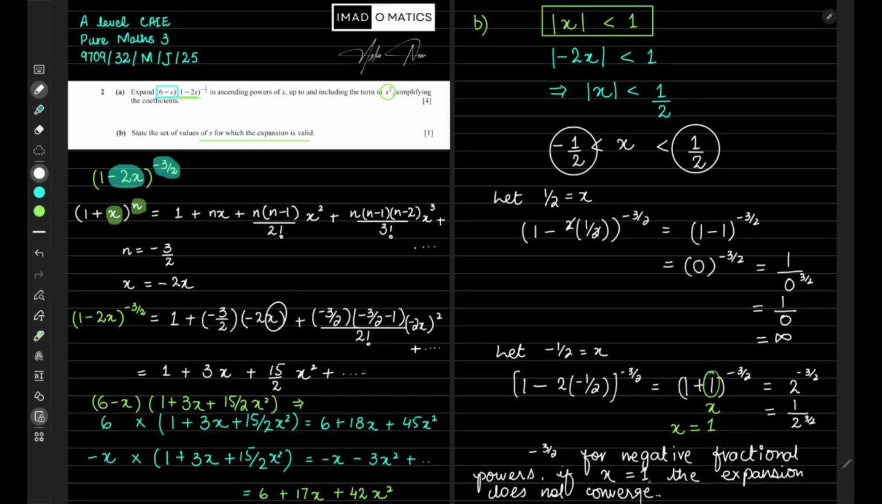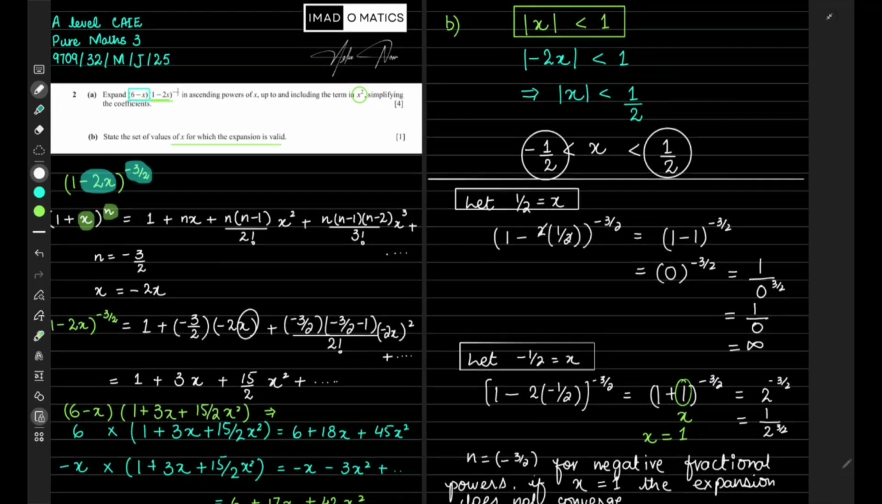So for this reason, n is equal to minus 3 over 2. For negative fractional powers, the expansion does not converge. So this is the reason that at x equals to minus 1 over 2, it will also be invalid. This is not a part of your whole working, this is just for your understanding.